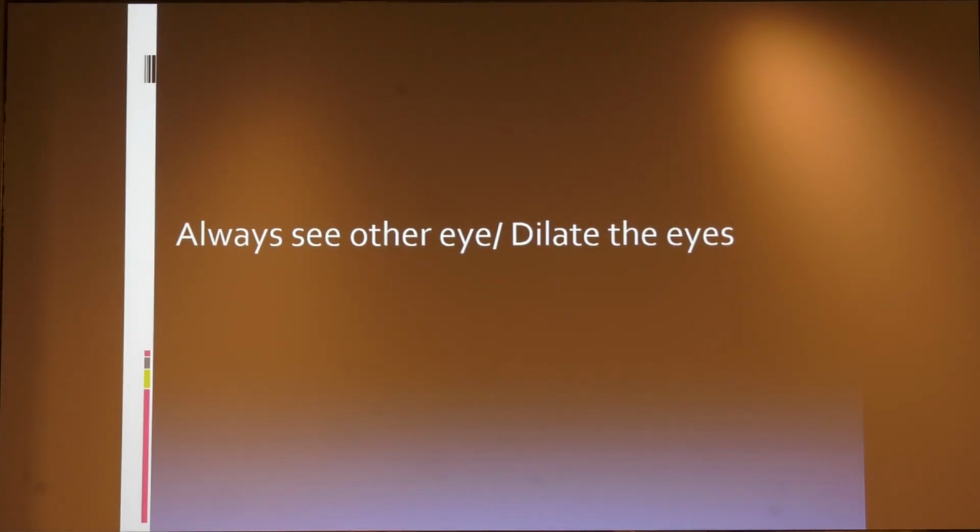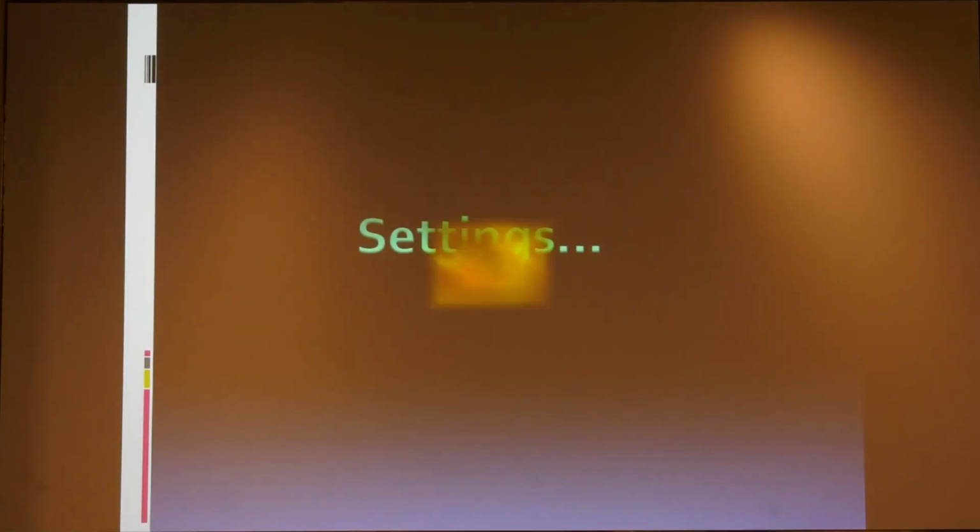Now, a certain important point is that you should always see the other eye and dilate the eyes when you examine the patient. For example, this is a herpes zoster ophthalmicus. We all can diagnose it instantaneously. But the important thing is that you have to dilate the eyes and see the other eye for a lesion like acute retinal necrosis, which is very, very important. If you only treat the anterior uveitis and do not dilate the eye, you may miss an important point here.